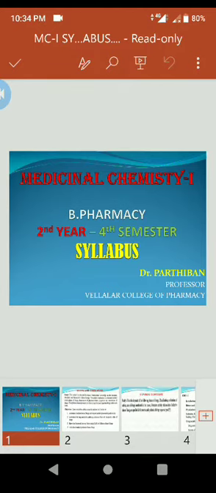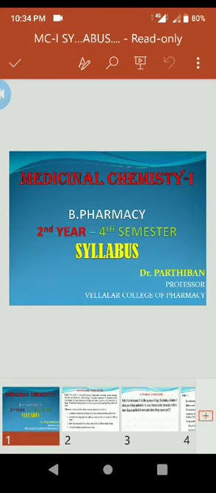Medicinal Chemistry 1 is one of the subjects for B Pharmacy second year, fourth semester. Based on the PCI syllabus, we need to study the medicinal chemistry subject. I hope you all will clearly understand medicinal chemistry. Before that, we must know the difference between pharmaceutical chemistry and medicinal chemistry.